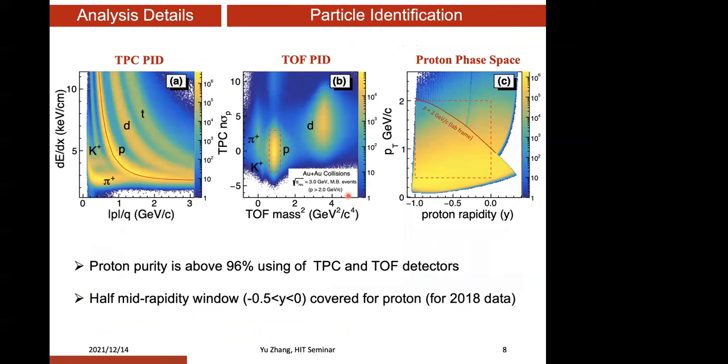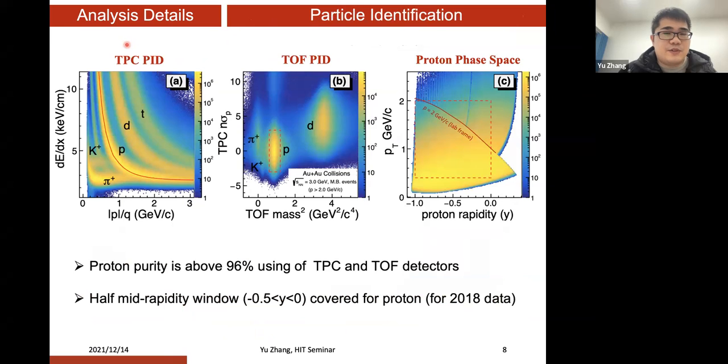This is particle identification using TPC and TOF. The left panel is energy loss versus rigidity, and this band is proton. The red line is a theoretical prediction from the Bethe-Bloch model. And the middle plot is TOF PID.